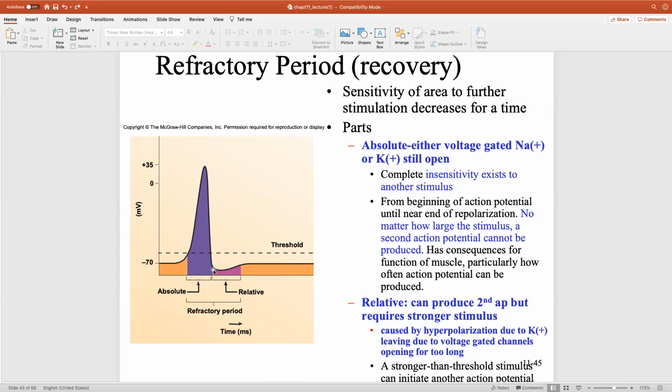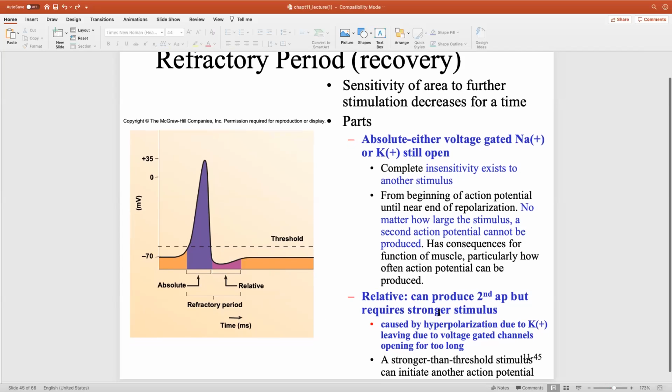As soon as the absolute refractory period ends, you go to the relative refractory period. Here, with the relative refractory period, you can trigger a second action potential, but it takes a stronger stimulus. Here's the example I gave just before. If I have a 15 millivolt stimulus, that means that I barely have enough to hit threshold.